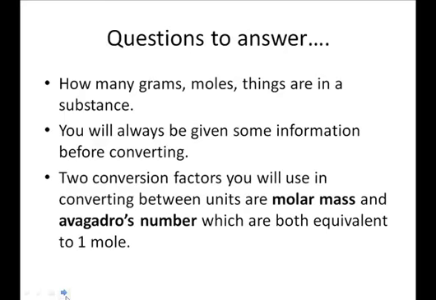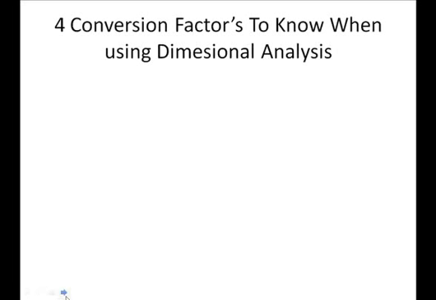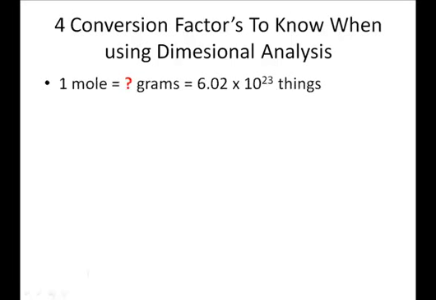There are two conversion factors that you will be using in order to convert between units. Molar mass is one conversion factor, and Avogadro's number, which are both equivalent to 1 mole. In fraction form, there are 4 conversion factors you need to know when using dimensional analysis. 1 mole is equal to X number of grams, which are also equal to 6.02 times 10 to the 23rd things. Now notice the question mark. The question mark is basically saying that there are a variety of different numbers that can fill in that spot there, depending on the substance that we're talking about.